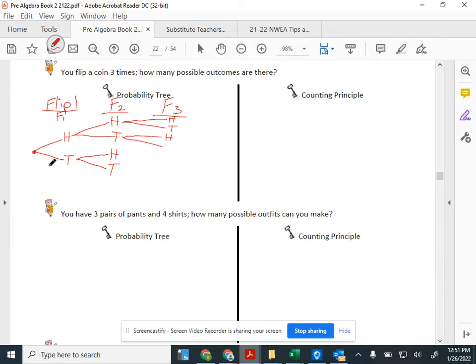What about if I had flipped tails the first time and I flipped a heads the second time? What could I flip the third time, Naveen? Heads or tails. And what about if I flipped a tails and then I flipped a tails? What could I flip the third time, Naomi? Either heads or tails again.